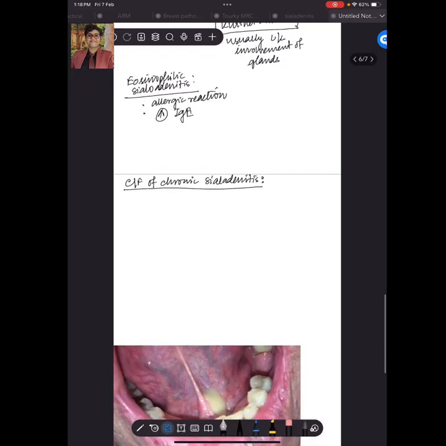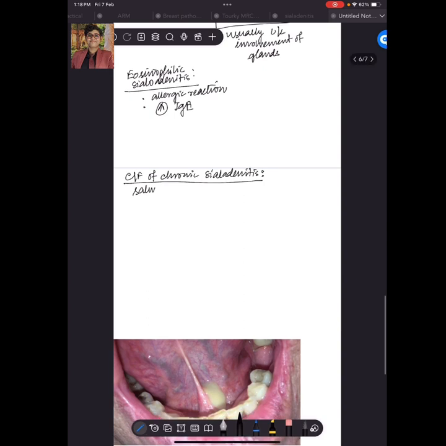So the clinical features of chronic sialadenitis will include mainly pain, which is of a typical nature. That is, it will be more during mastication due to stimulation, which is known as salivary colic, and it is mainly induced by meals, lemon juice, etc. So salivary colic is the typical finding of chronic type of sialadenitis.